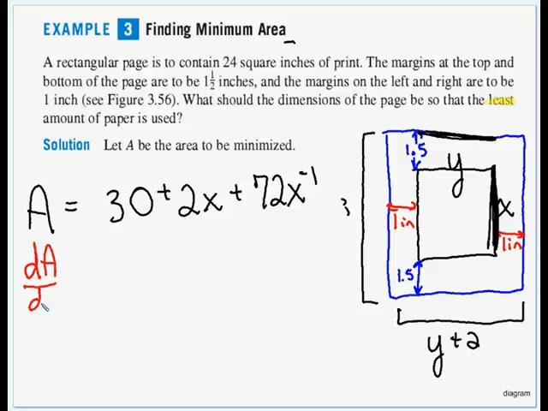dA/dx equals, the derivative of 30 is nothing. The derivative of 2x is 2. And then when we derive this last term, we're going to have negative 1 times 72. So it's going to be minus 72x to the negative 2 power. And let's get rid of that negative exponent and drop it to the denominator: 72 over x squared. So we took our first derivative to find the critical numbers. We set that equal to 0.